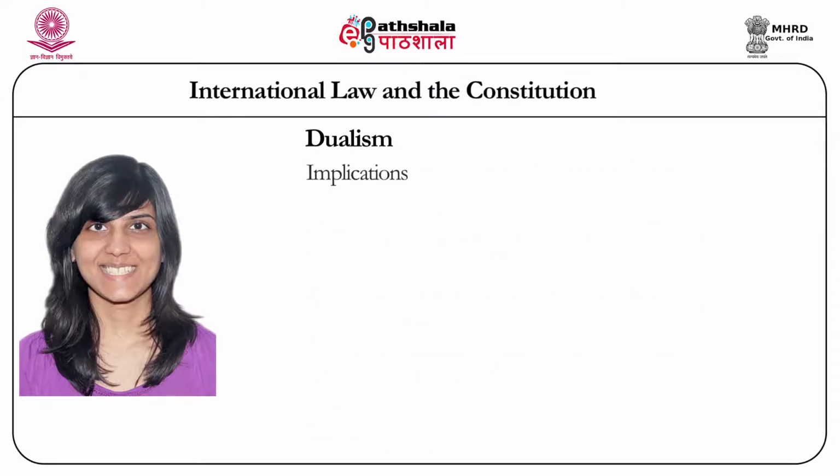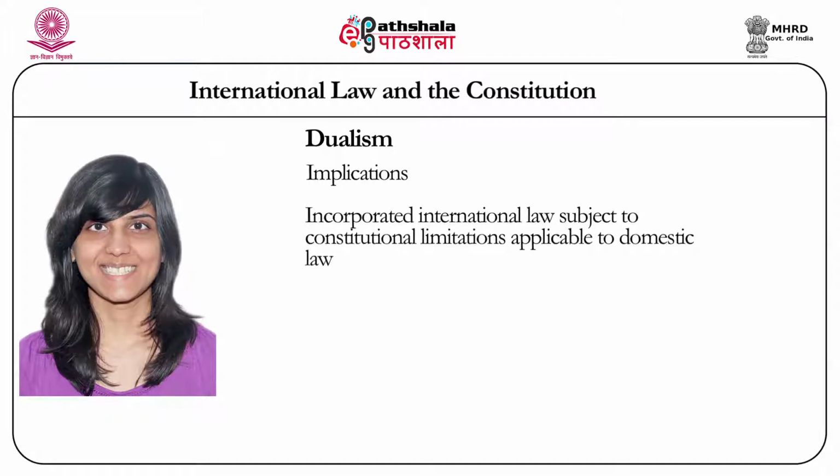There are several implications of the dualist position on the treatment of international law under domestic law. For instance, since international law can only be applied by national courts if it has been transformed into domestic law, such international law will be subject to all the constitutional limitations that are applicable to domestic law.